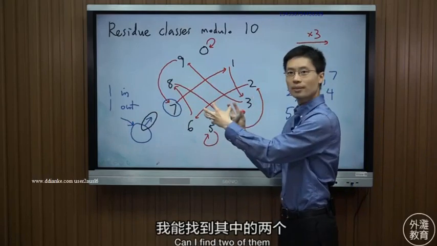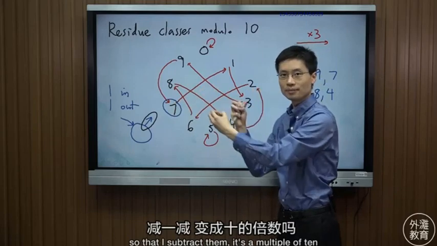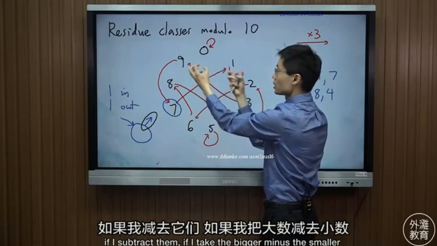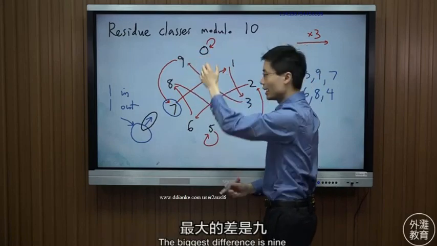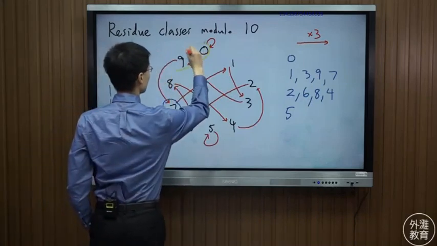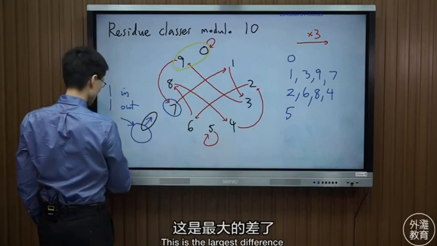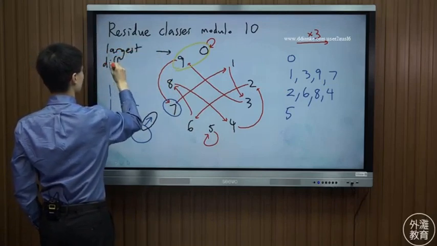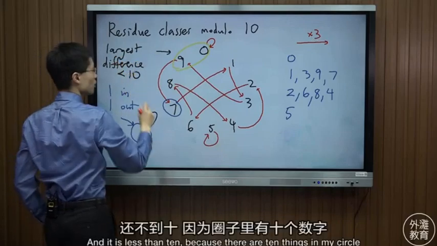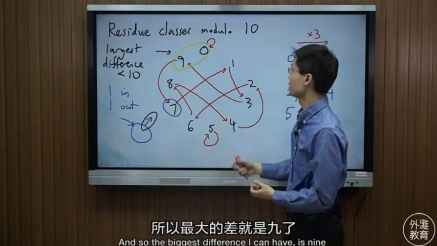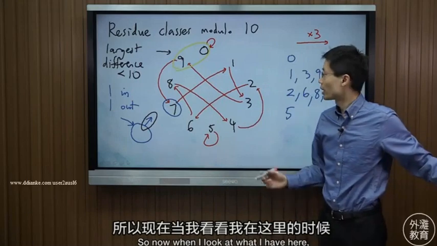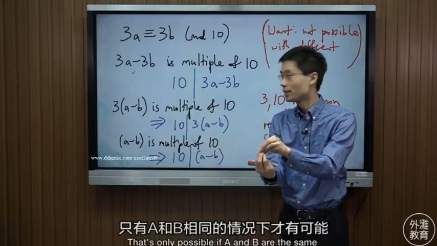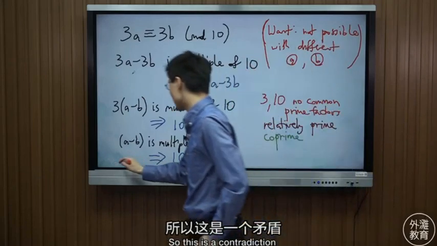Can I find 2 of them so that if I subtract them, it's a multiple of 10? No, because if I look at these, if I subtract them, if I take the bigger minus the smaller, the biggest difference is 9. This is the largest difference. And it's less than 10 because there are 10 things in my circle. And so the biggest difference I can have is 9. So now when I look at what I have here, I have 10 divides a minus b. That's impossible. That's only possible if a and b are the same. But I said they are different. So this is a contradiction.